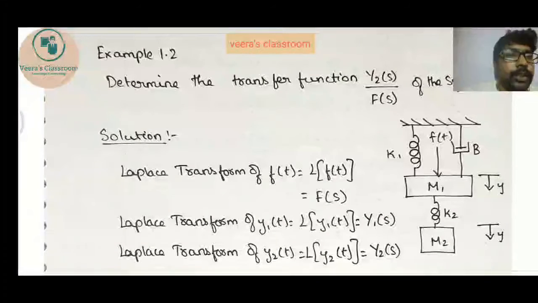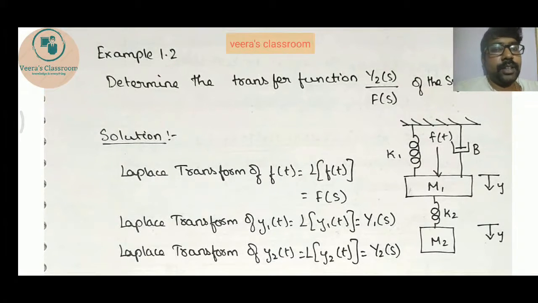Here the entire object is in the vertical direction, so the displacements are given in terms of y. Basically the displacement will be given in terms of x if it was considered horizontal. Here it is vertical, so the displacement is mentioned as y. I will consider the first displacement as y1 and the second displacement as y2, and the applied force f(t) is given on the object m1.